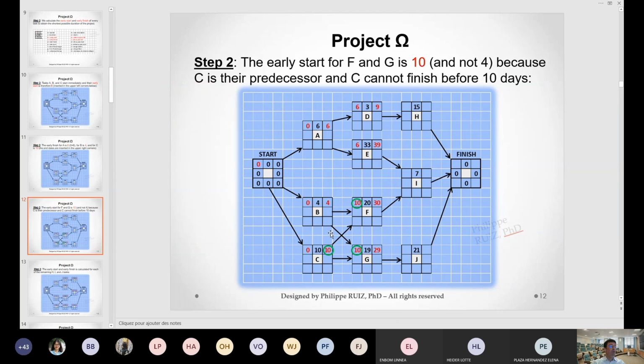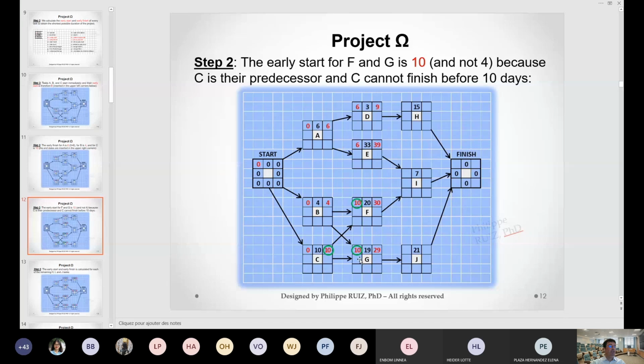So you can see here when you have two tasks as antecedents that don't finish at the same time, the one finishing the latest will be the one that you select to start the next. It makes sense. In order for F to start, both B and C must be finished. And C finishing the last, well, F will have to start right after C is finished. Okay. So F will start on day 10.